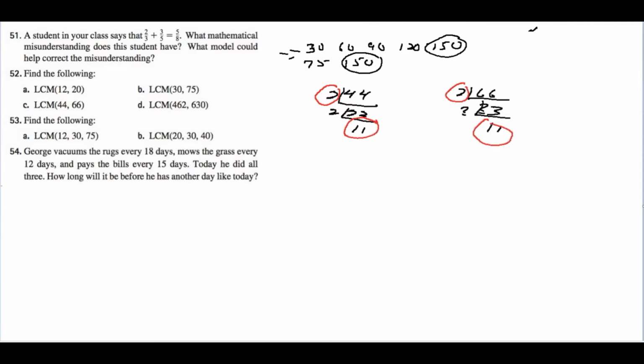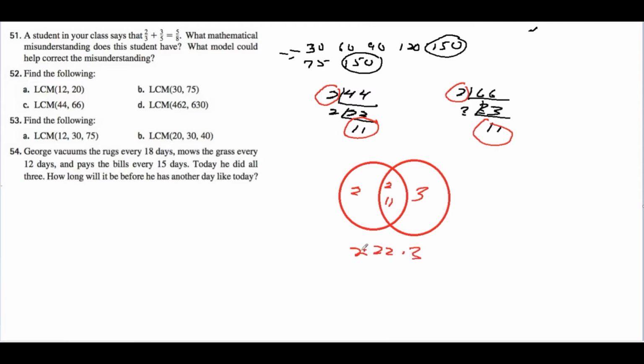If we were doing the circles, that 2 and 11 would go in the center, and out here would be the 2 and the 3. Well, 2 times 11 is 22 times 2 times 3, in the order you want to do that. So 6 times 22 would be 132.